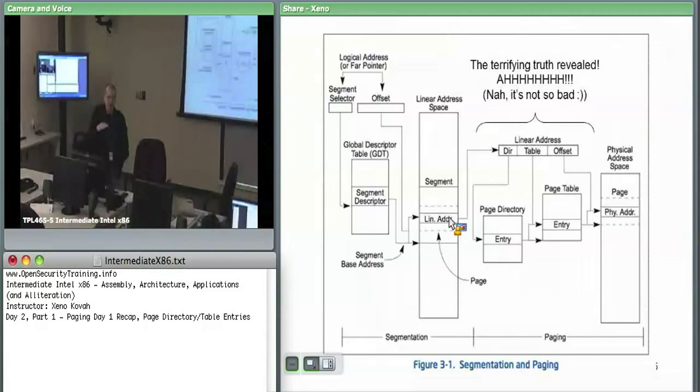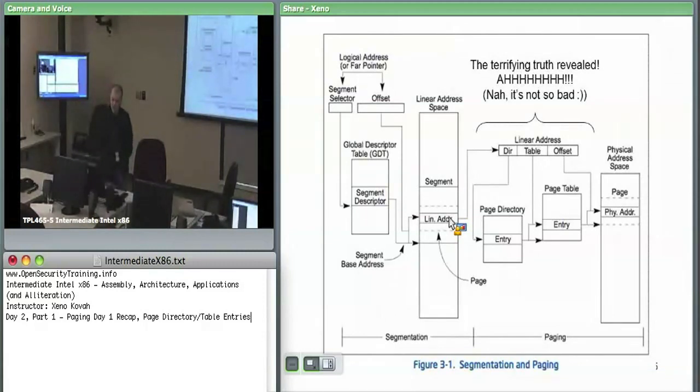Therefore, if you've only got a small amount of RAM, you can only access low memory addresses, because low linear maps to low physical. If you try to access high linear, it maps to high physical. You simply don't have that RAM. The hardware's going to be like, I don't know what you're asking for. You can't access this high.